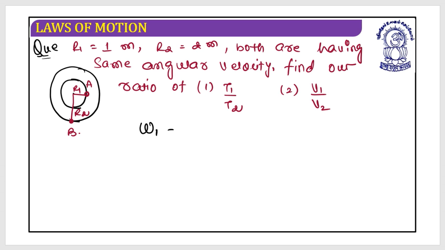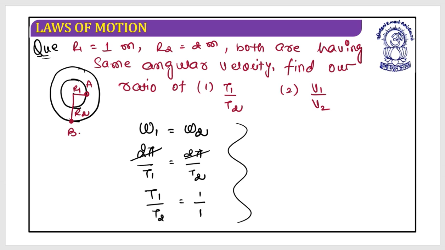The given data is omega 1 is equal to omega 2. This is given, omega 1 is equal to omega 2. So what I can have is 2 pi by T1 equal to 2 pi by T2. This is 2 pi by T1 divided by 2 pi by T2. This 2 pi is gone, and when this has gone, T1 is to T2 is equal to 1 is to 1. I hope this is clear. Is it clear? Yes, very good.